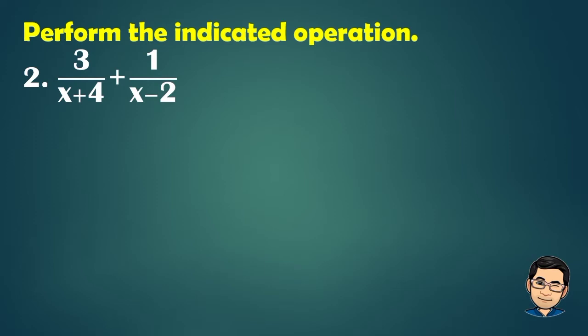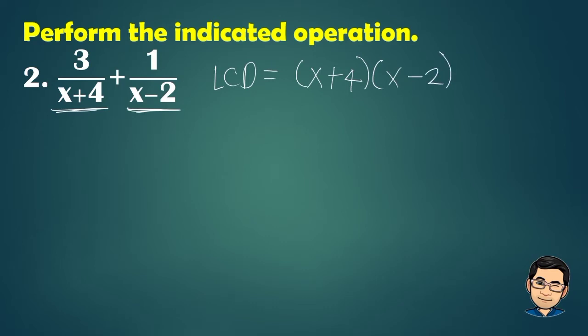So, ang una natin gagawin is, kukunin natin yung LCD nila. So, yung mga denominators, x plus 4 and x minus 2. So, dahil magkaiba sila, yun na mismo yung LCD. Pagsasamahin lang natin sila. So, and then, sulat lang natin, x plus 4 times x minus 2. So, yung nakuha nating LCD na x plus 4 and x minus 2, i-divide natin siya dun sa mga denominator. So, x plus 4 times x minus 2, divided by x plus 4, makakancel yung x plus 4. So, matitira na lang po is x minus 2.